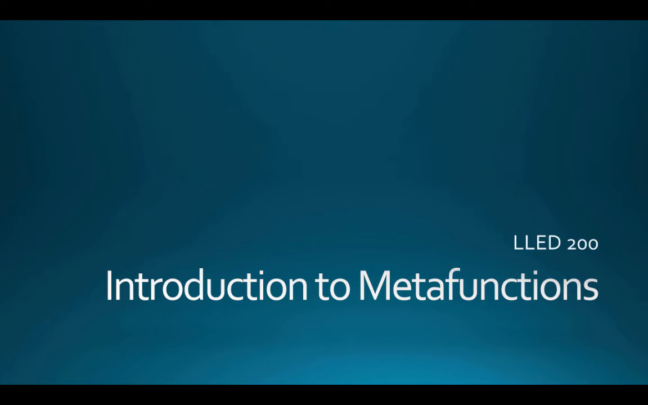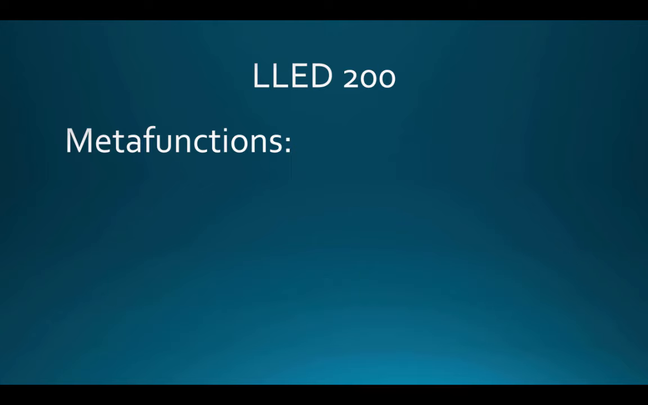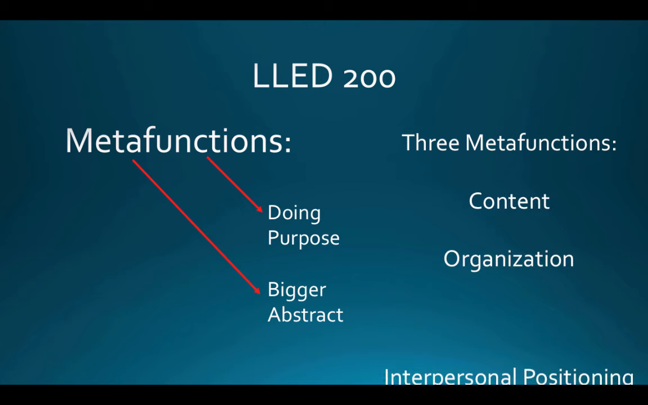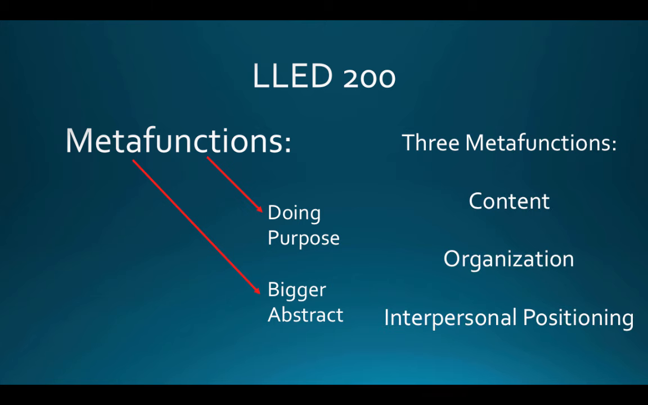In LLED 200, we will be using the term metafunction. Function means what the language is doing, or its purpose. And meta is a prefix in English that means something bigger or more abstract. A metafunction is a way of classifying different purposes of language. We'll be using three metafunctions: content, organization, and interpersonal positioning.